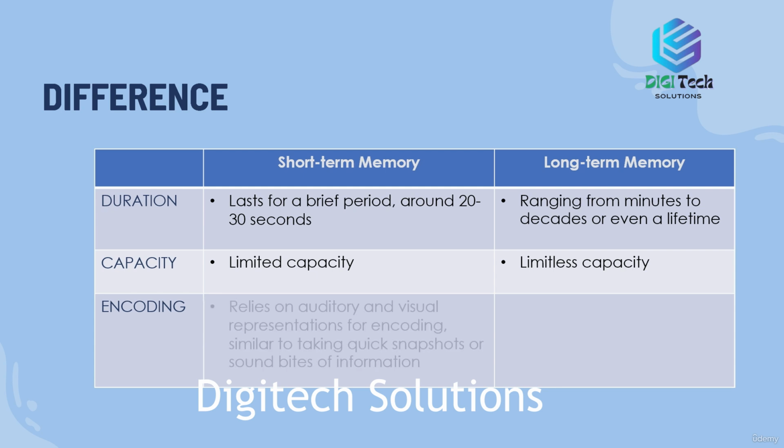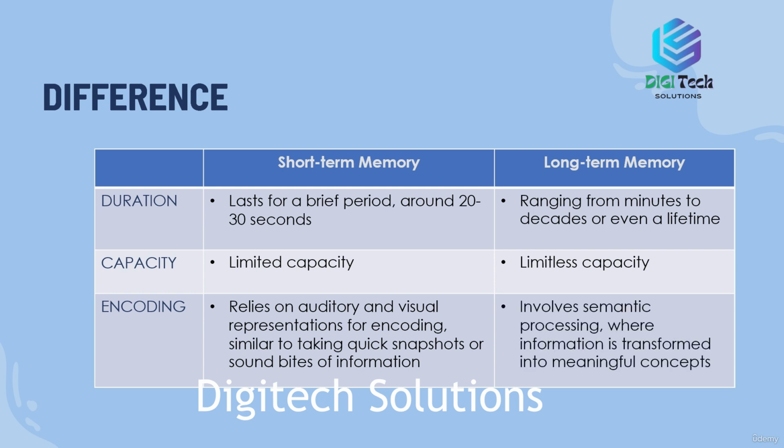and long-term memory. Short-term memory mainly relies on auditory and visual representations for encoding, similar to taking quick snapshots or sound bites of information. Long-term memory encoding, on the other hand, involves semantic processing, where information is transformed into meaningful concepts and associations, akin to creating a detailed mind map.